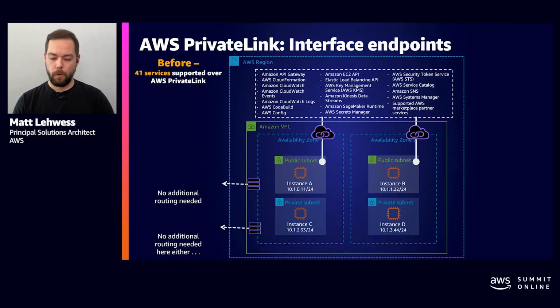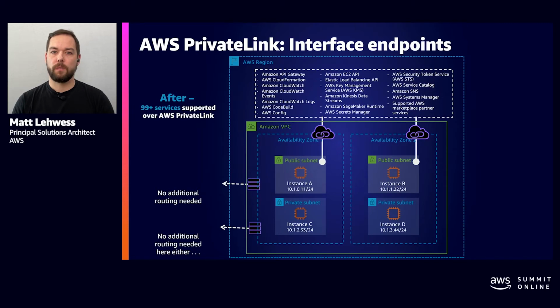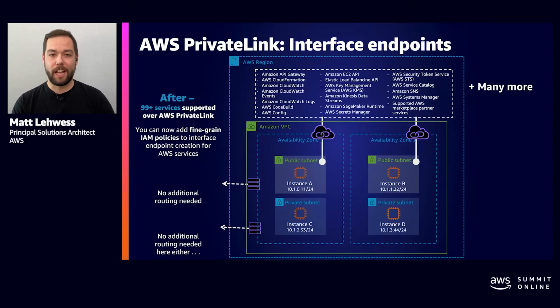And so before November 2019, we had about 41 services that supported PrivateLink, but we heard overwhelming feedback from our customers that you folks really like the VPC and the private area that it gives you, but you wanted to drop more services into the VPC. So what we did was we basically built PrivateLink for a whole bunch more services, and we actually have 99 plus services now supported with PrivateLink that you can drop into the VPC privately. And so that's actually changing as we go along.